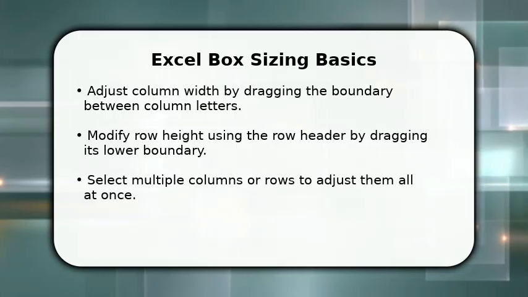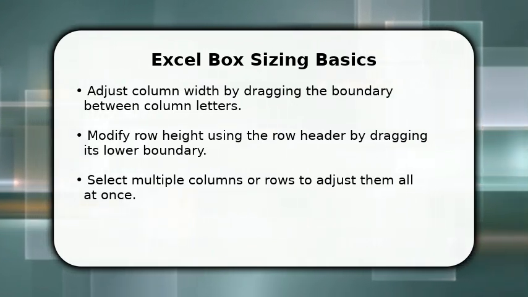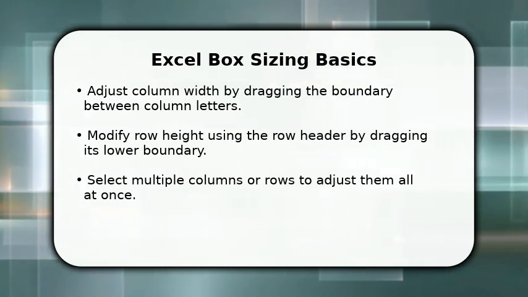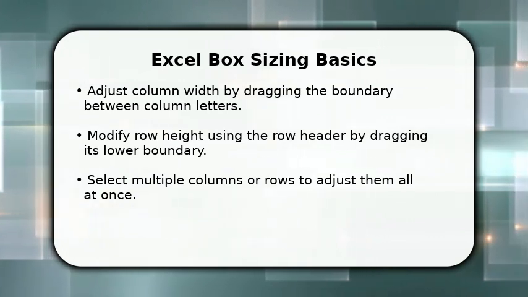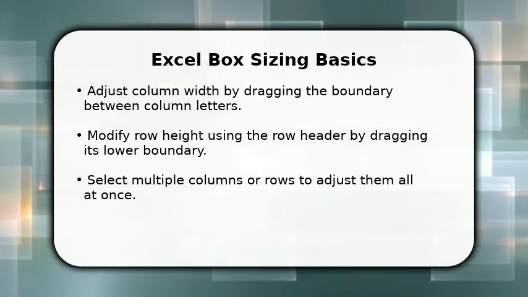In this video, I will explain how to make Excel boxes the same size. To manually adjust a column, simply click and drag the boundary between two column letters in the header. Similarly, for rows, click and drag the boundary between row numbers. This gives you quick visual control over your cell dimensions.